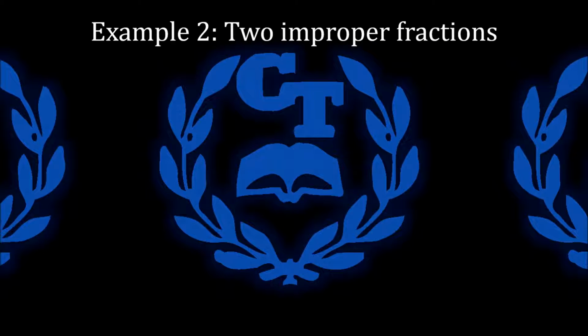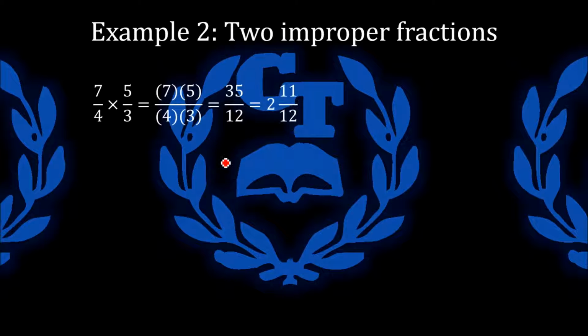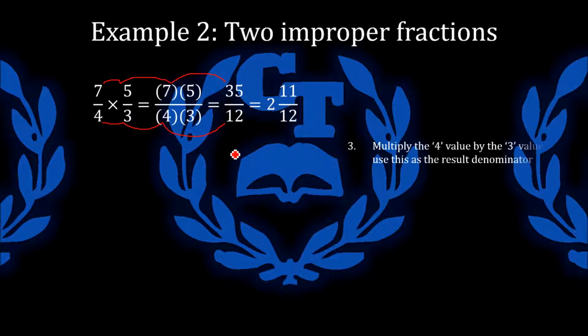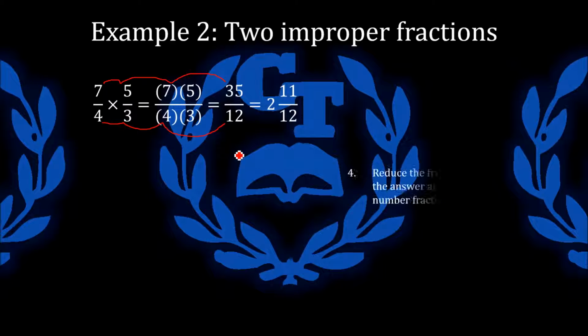Keeping this in mind, I can do two improper fractions in the same format. Just take the top, multiply by the top, and give the answer for the top. And then I take the bottom, multiply by the bottom, and I put that answer there for the bottom. Notice that all I have to do now is simply write that improper fraction as a mixed number fraction, and 35 on 12 gives you 2 remainder 11 on 12.